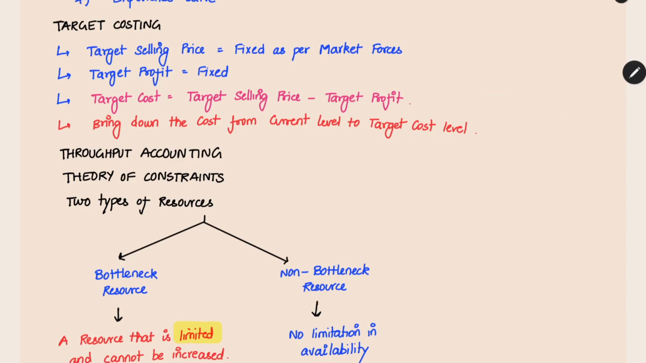In this method, target selling price will be fixed as per the market forces. They will fix the target selling price without respect to the cost, and then profit also will be fixed. After reducing the profit from the selling price, you will get the cost price. This is the target cost which you have to achieve. Currently, you will have some cost, you have to reduce it and bring it to the target cost price. Now, this is the concept of target costing.